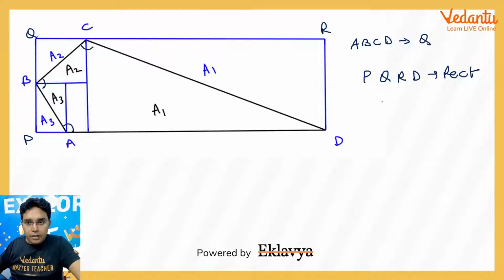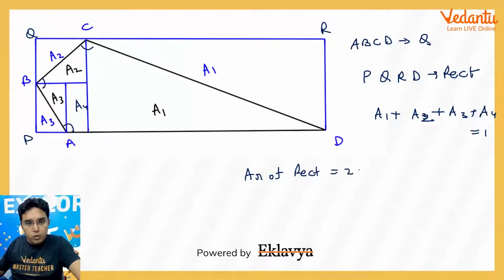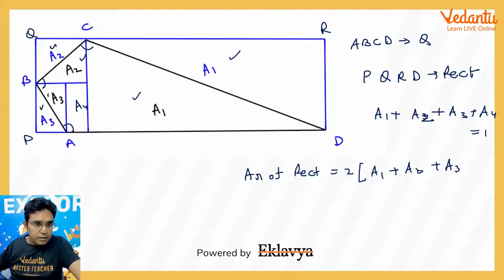So you can see the area of quadrilateral, which is A1 plus A2 plus A3, and there is one more left out area, that is A4. So A4 is equal to 1. Whereas the area of rectangle, if we see, will be 2 times A1, which covers this and this, plus 2 times A2, which covers this and this, plus 2 times A3, which covers this and this, but only A4. If I write A4 here, I have to subtract A4 here, so that will be lesser than 2.